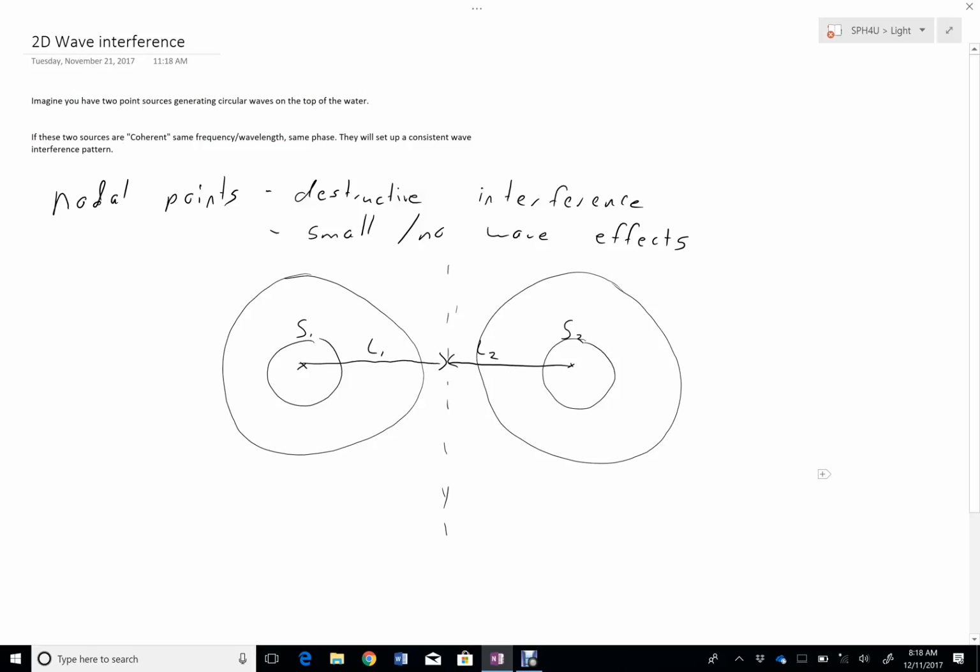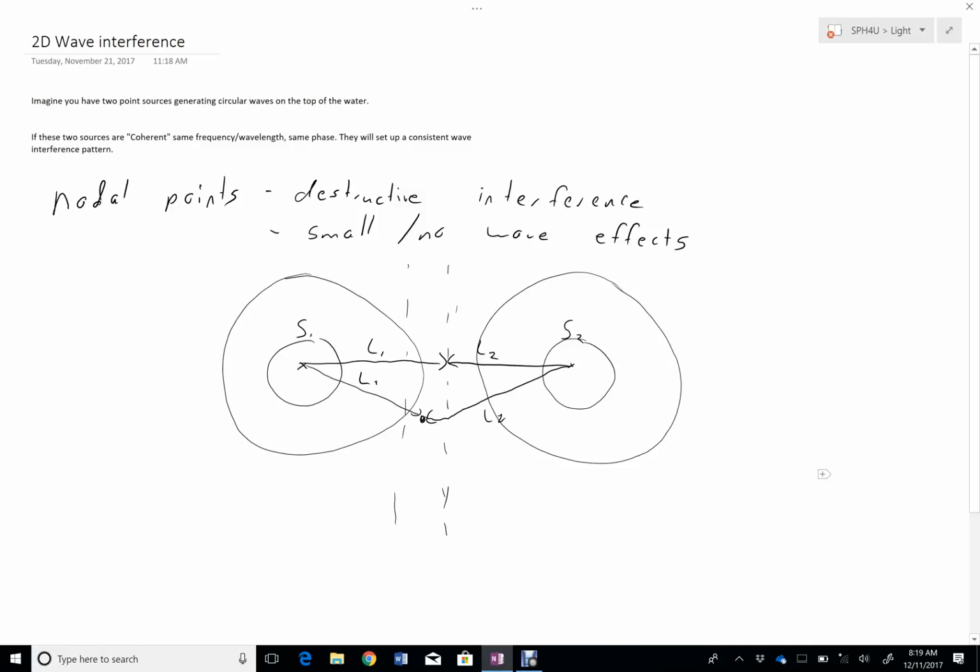So what happens, so there's one, let's say this was another one of our antinodal ones. What happens in this region here that, let's say, is about halfway in between those two things? Here, this wave will travel a distance of L1 to get to this point, and this wave will travel a distance of L2 to get to this point.